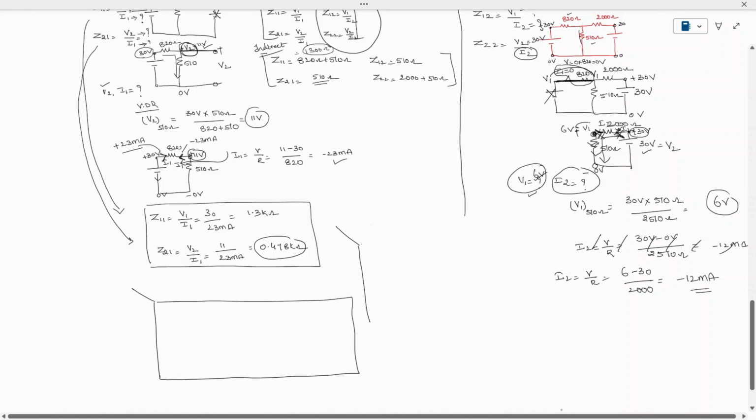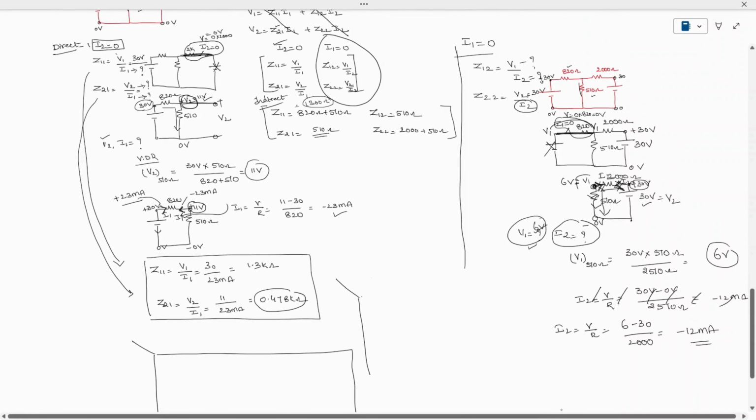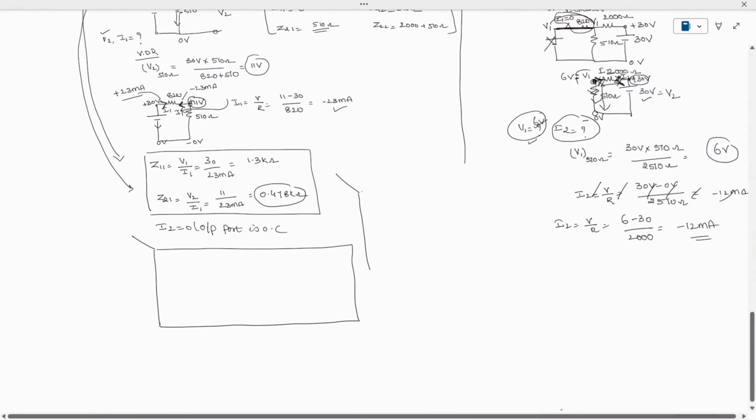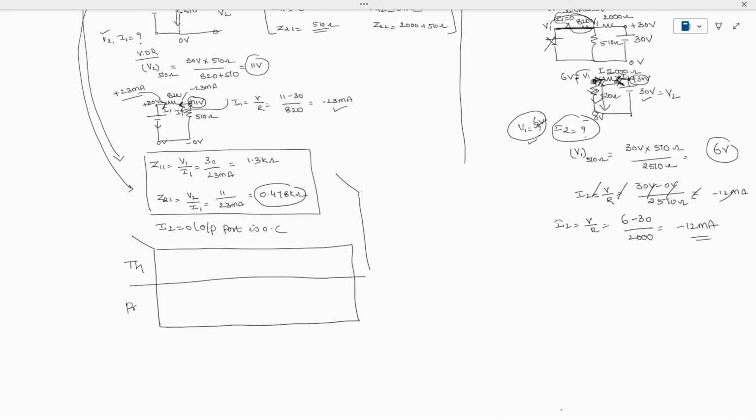So here, the first one we are making 0 is I2 equal to 0. So this is a tabular column for when the output port is open circuited. Here the first row you will get as theoretical calculations, and the second row you are going to get as practical calculation.